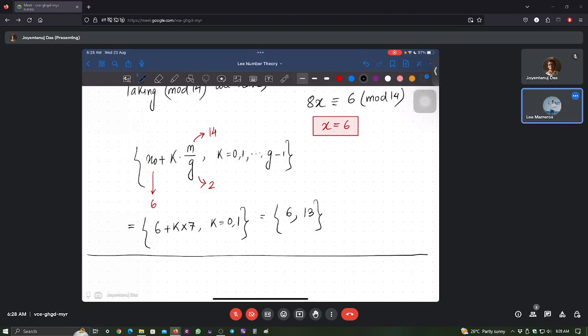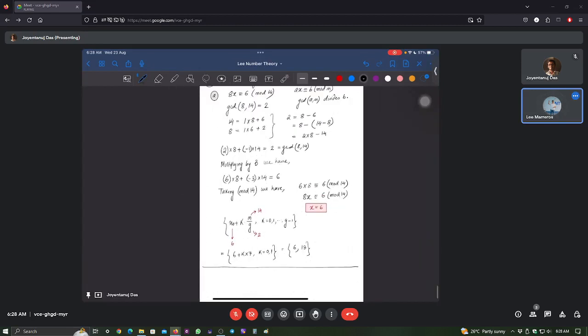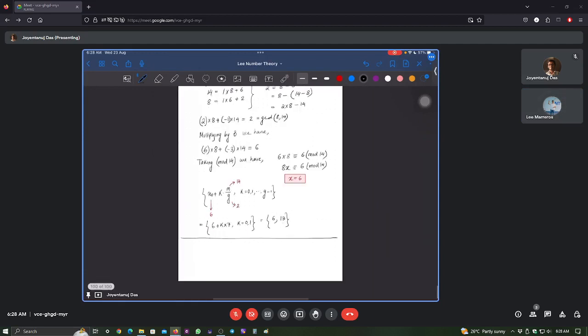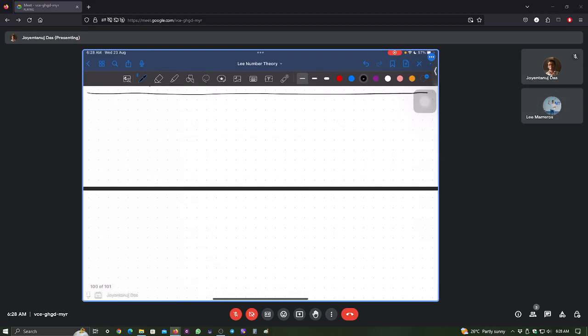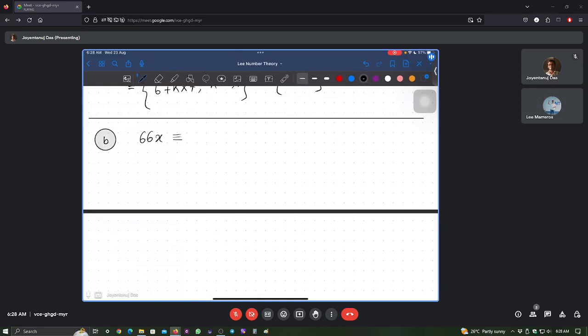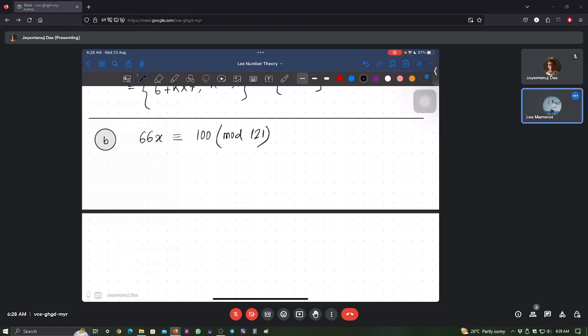Okay, now part B. It says 66x is congruent to 100 modulo 121. So we find the GCD of 66 and 121. So what will that be?